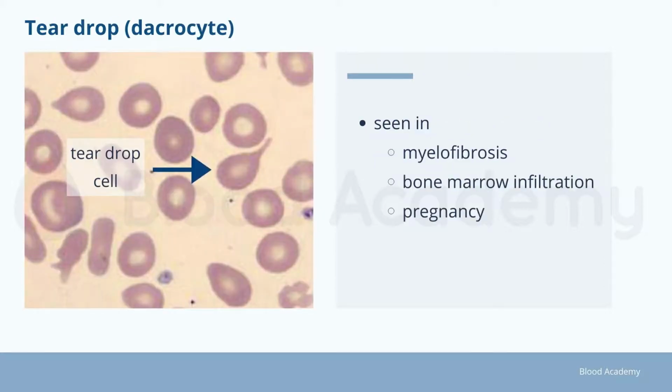As the name suggests, a teardrop cell is a red cell with a teardrop shape. It is often a sign of bone marrow fibrosis and infiltration. It is also known as a dacrocyte. It can be seen in myelofibrosis, and cases of bone marrow infiltration. Small numbers are also seen in pregnant women.